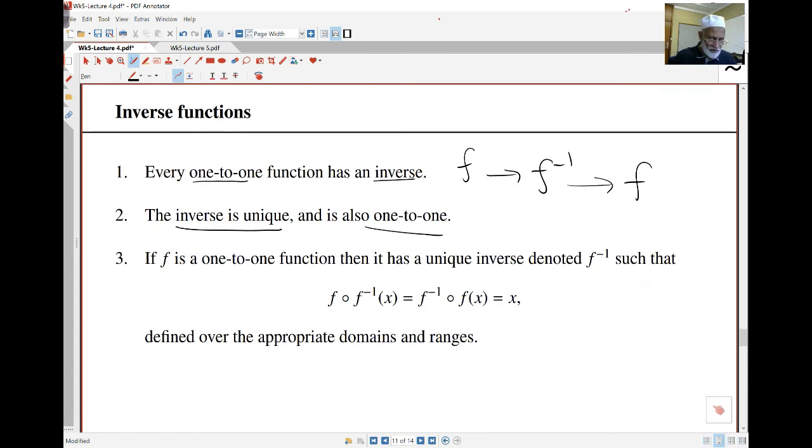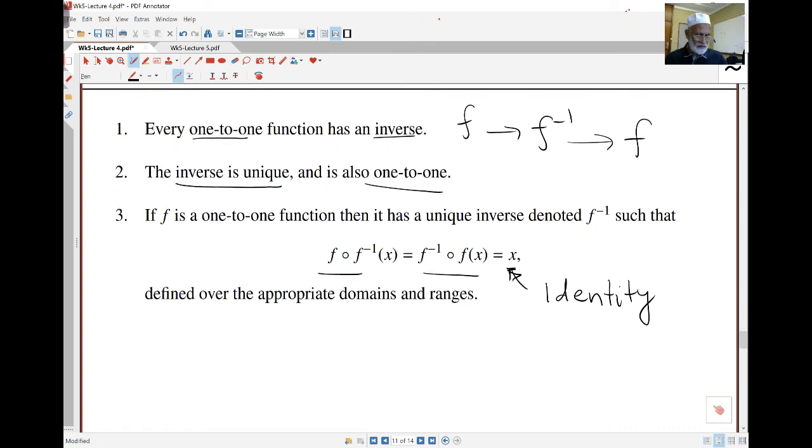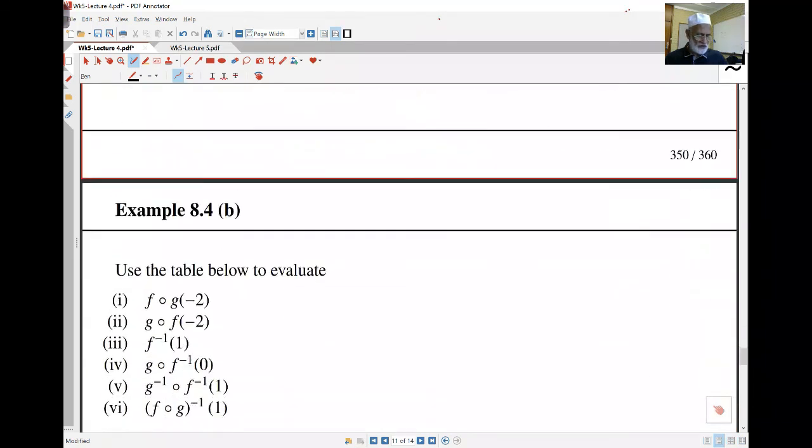And if I compose a function with its inverse in either order, I get the identity function here. f of f inverse of x equals x, and f inverse of f of x equals x, is the identity function. So whenever I compose f with its inverse, I get this. A function that's equal to simply x is the identity function. And all of these, the f and the inverse, must be defined over the appropriate domains and ranges.